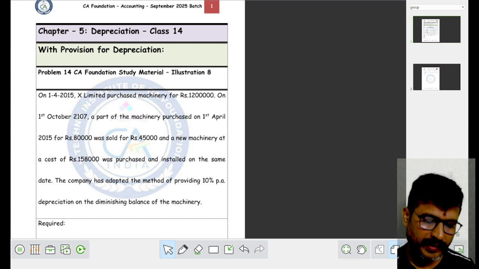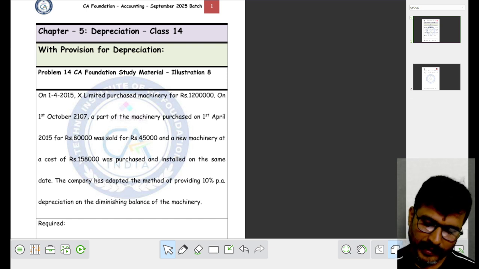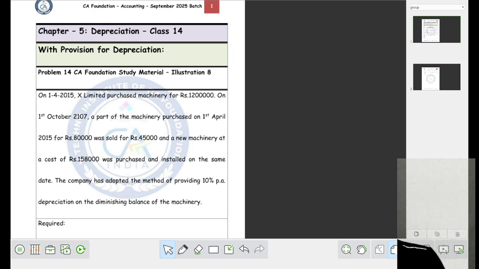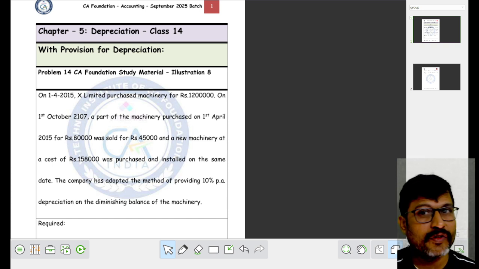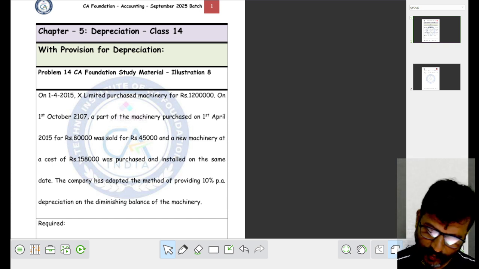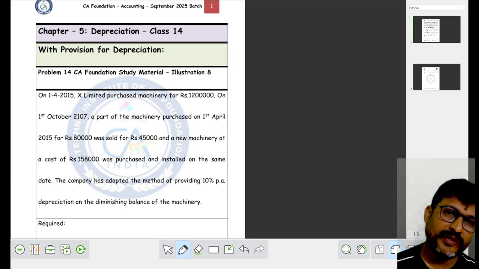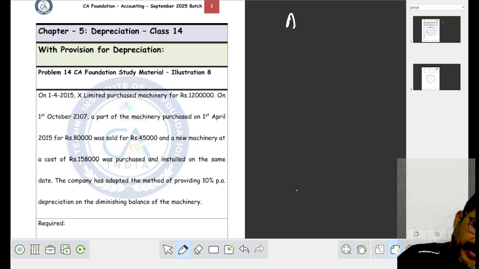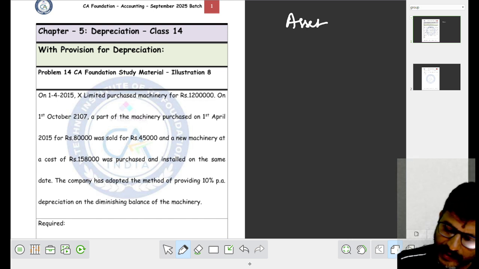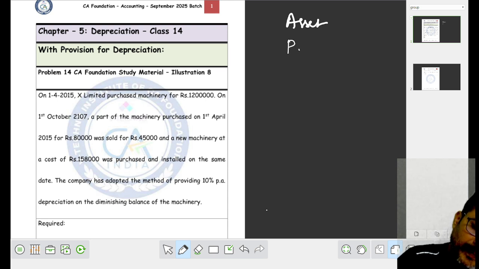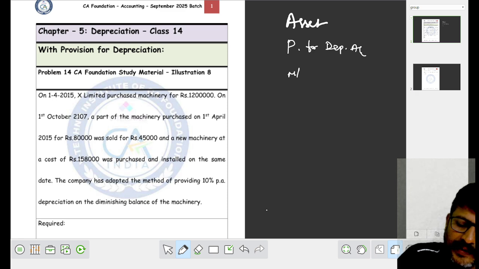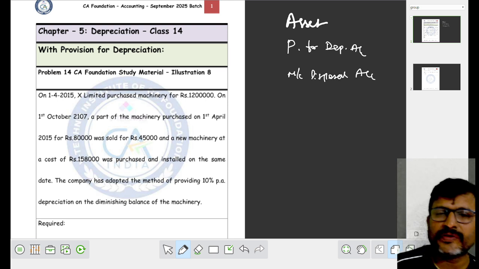My dear students, we have already entered into the new method of depreciation wherein we maintain the provision for depreciation, right? When we maintain provision for depreciation, remember we have to prepare three ledgers. One is the asset account. Then we have to prepare the provision for depreciation account, then the machinery disposal account.